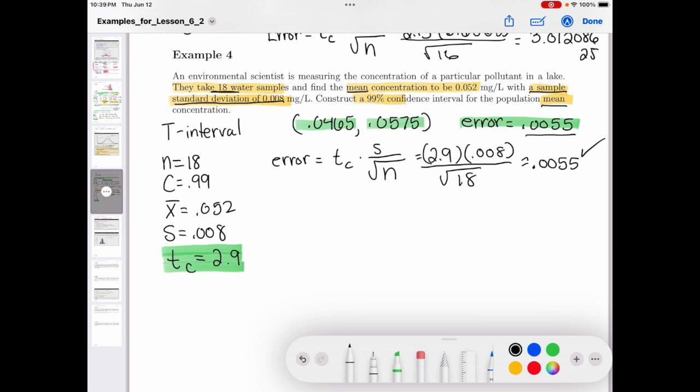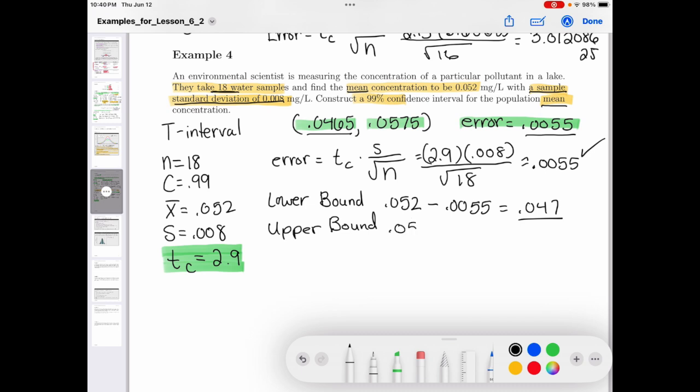Now, when we add that error and subtract that error from our point estimate, we get our upper and our lower bounds. So to get our lower bound, we take our x bar, 0.052, and we subtract the error. When we do that, we get 0.047, which other than rounding differences is exactly what we got here. Now for our upper bound, I would add the error. When we do that, we get 0.057. Again, it's pretty close to what we got. It's just a matter of rounding. If we had kept all the digits and we didn't round that error, we would probably get the same answer as what GeoGebra got. But because I rounded this to 4 places, it probably threw it off a little bit.